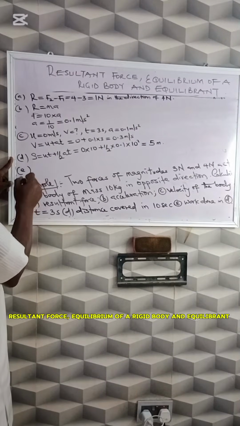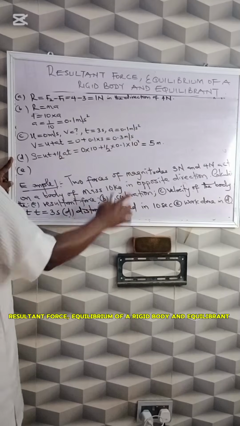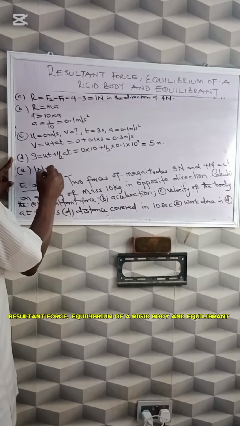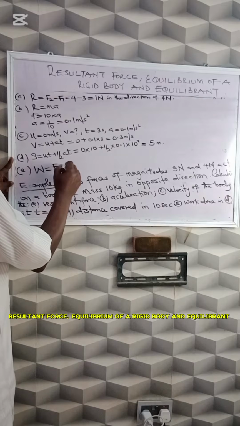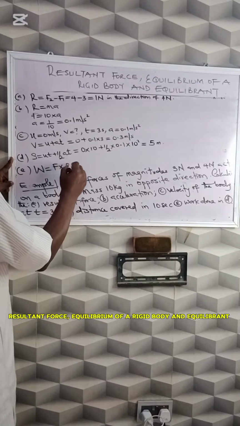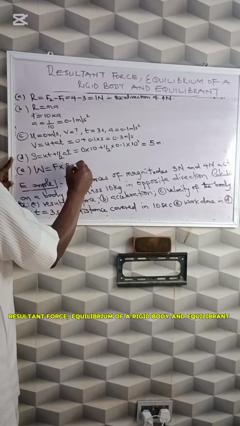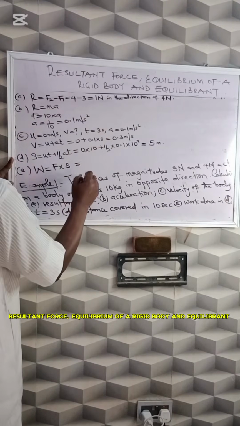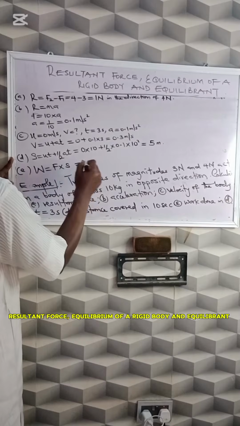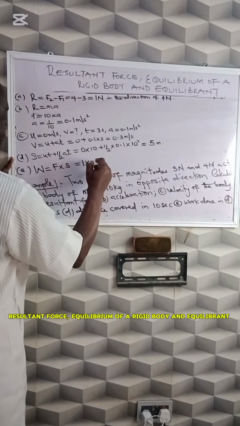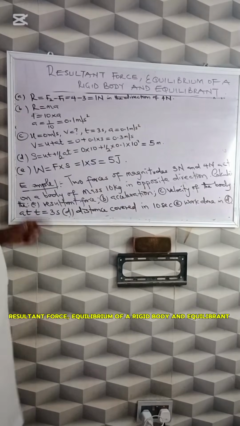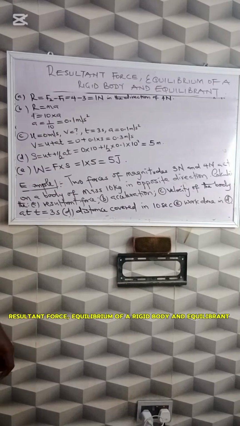So E. Calculate the work done as indicated in D. So work done is equal to force times distance s. So force, that's resultant. Always make use of your resultant. Resultant is 1. That is 1 times distance. Distance in D is 5. So the answer will be 5 Newton meter or 5 joules.